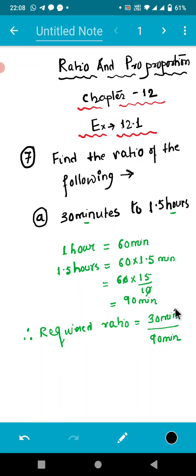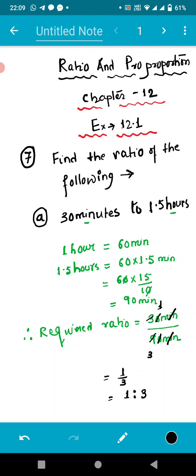Minutes and minutes will be reduced. Then we'll reduce the zeros, and finally we'll reduce 3 and 9 with 3. 3 ones are 3, 3 threes are 9, and this would be equal to 1 by 3. And because you have to give your answer in ratio form, as we have discussed in our previous video, we have to give the answer in the form of 1:3. So this is your final answer, students.